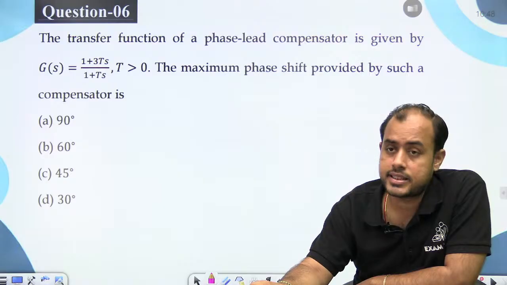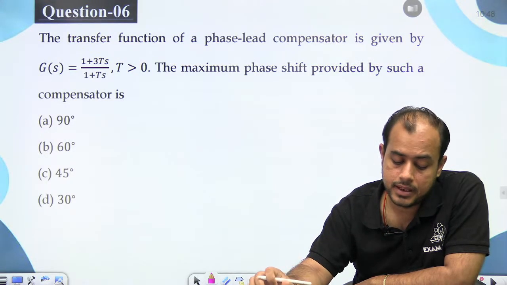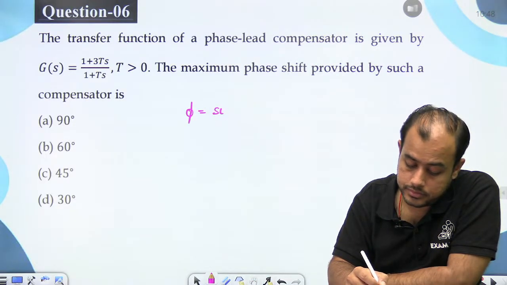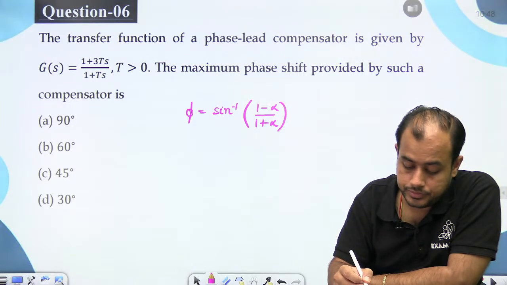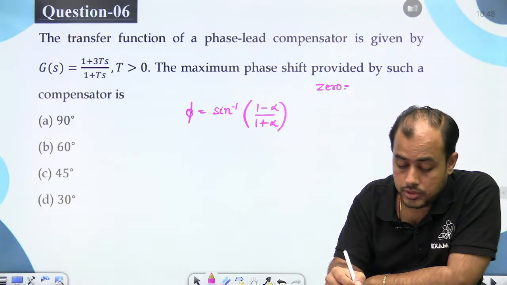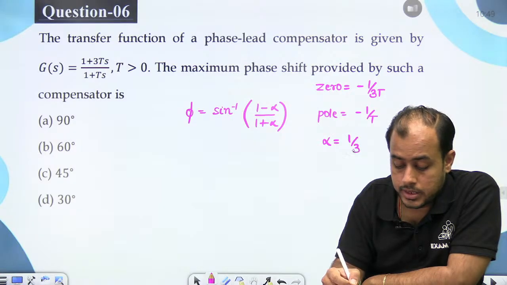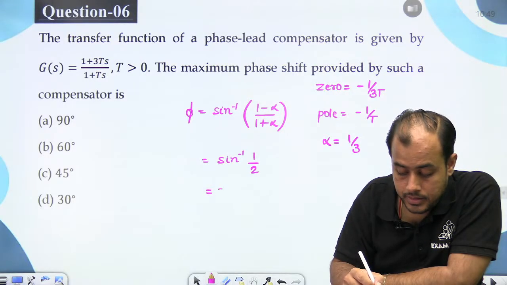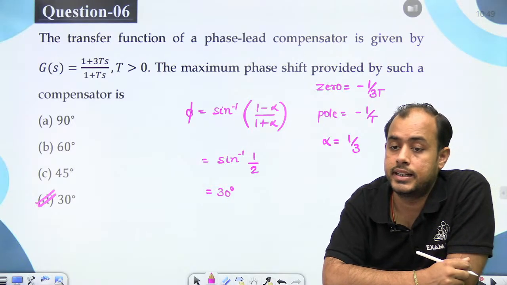Next, ESE 2010, the transfer function of a lead compensator is given, find the maximum phase shift. So zero is minus 1 by 3T, pole is minus 1 by T, so alpha is 1 by 3. That is 30 degree. D. Answer will be 30 degree.